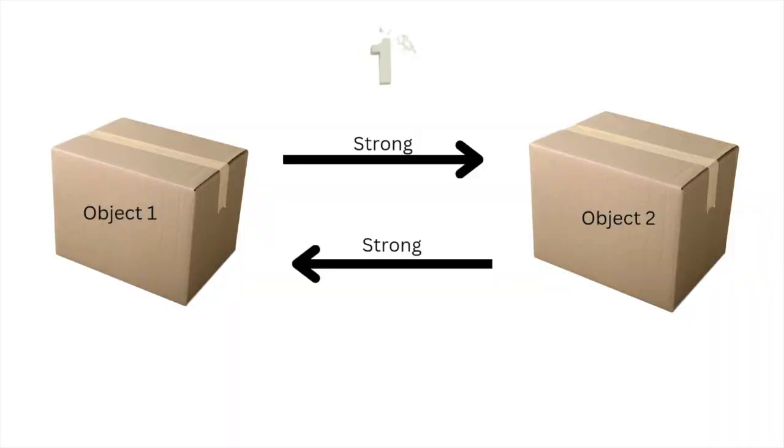So in summary, ARC is Swift's automatic memory management system that keeps track of object references. But if two objects hold strong references to each other, they create a retain cycle, which leads to memory leaks. By using weak or unowned references, we can break this cycle and ensure memory is properly managed.